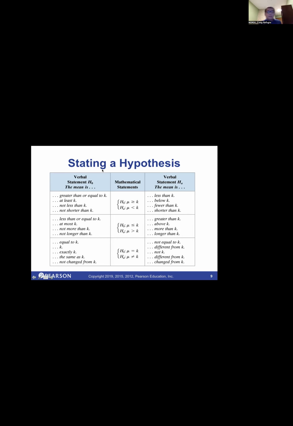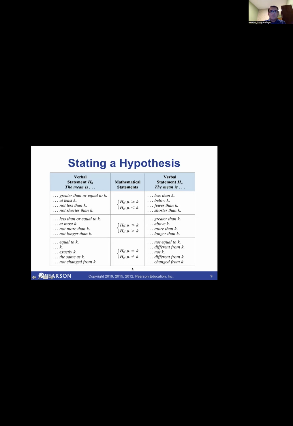These are the verbal statements for alternative hypotheses. So the alternative hypothesis, HA, mu is greater than K. What are the different variations of the verbal statements? Greater than K, it can be above K, it can be more than K, or longer than K.